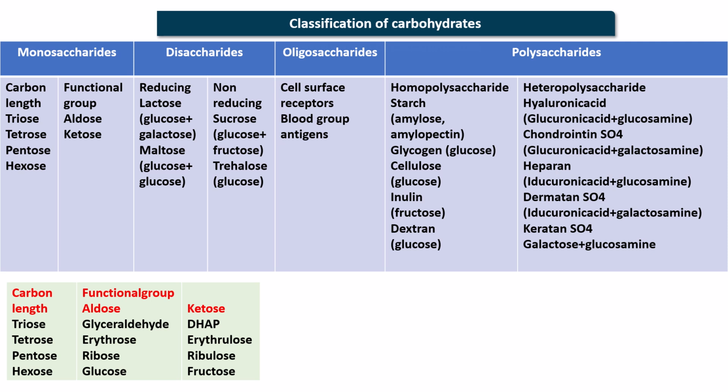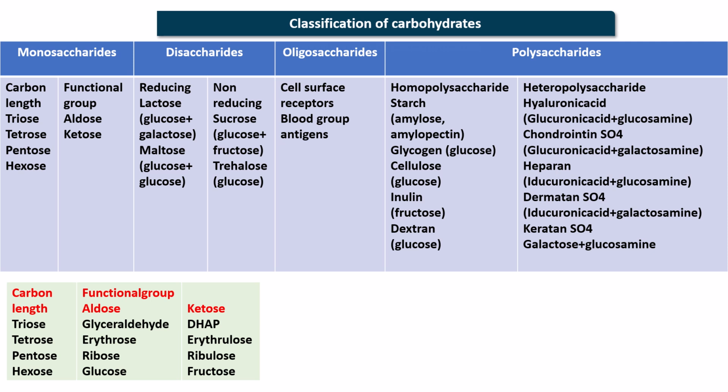One amino sugar will be there, and the other one is uronic acid. The examples include hyaluronic acid. Composition is glucuronic acid and glucosamine, mainly present in vitreous humor and synovial fluid, and acts as lubricant. Chondroitin sulfate, glucuronic acid and galactosamine, present in cartilage, tendon and ligaments.